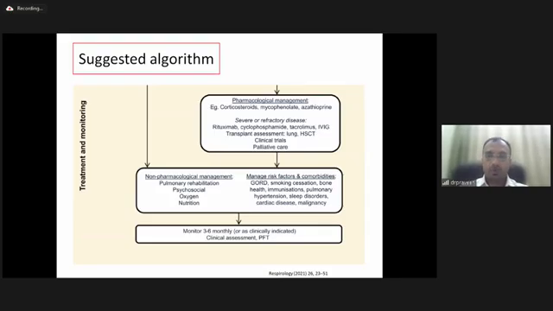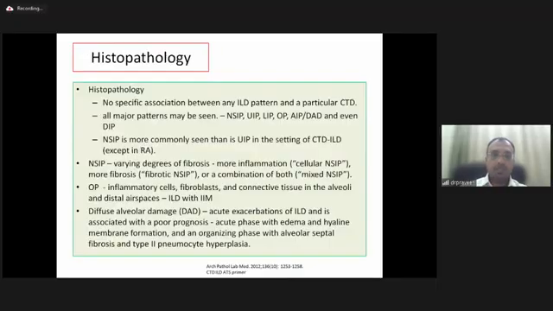And then this patient has to be monitored with lung function testing. On histopathology, as I mentioned earlier, there is a good correlation with the HRCT findings, but there could be a lot of overlap. As we see in an HRCT itself, there could be a lot of overlap between the major patterns of the ILD. But said and done, NSIP is more commonly seen than UIP in the setting of CTD-ILD, which Dr.